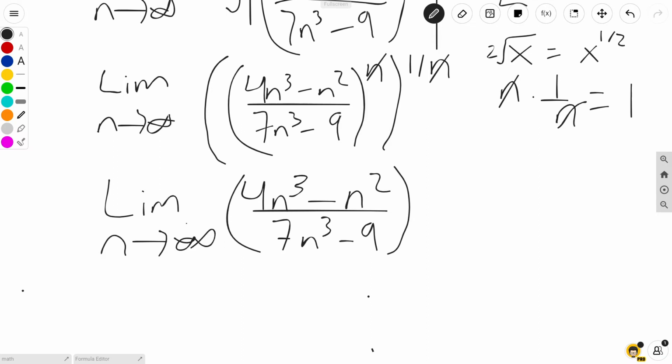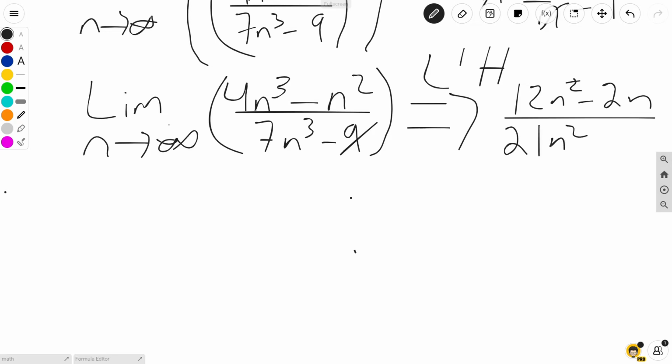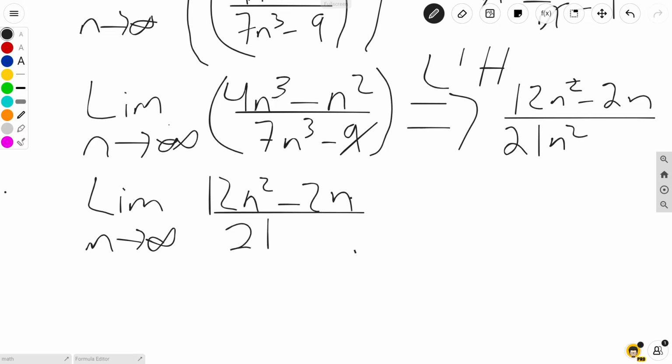And then to simplify this, we simply just apply L'Hopital's rule. So because they have the same numerator and denominator, L'Hopital's rule is going to help us out here. So taking the derivative of the top, we get 12n squared minus 2n divided by the derivative of 9 is 0. The derivative of 7n cubed would be 21n squared. So we rewrite this with our new function. So we have 12n squared minus 2n divided by 21n squared.